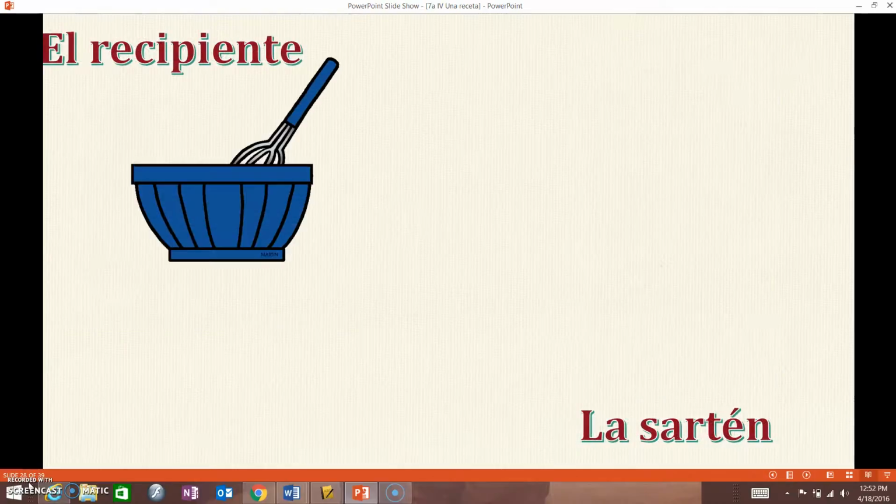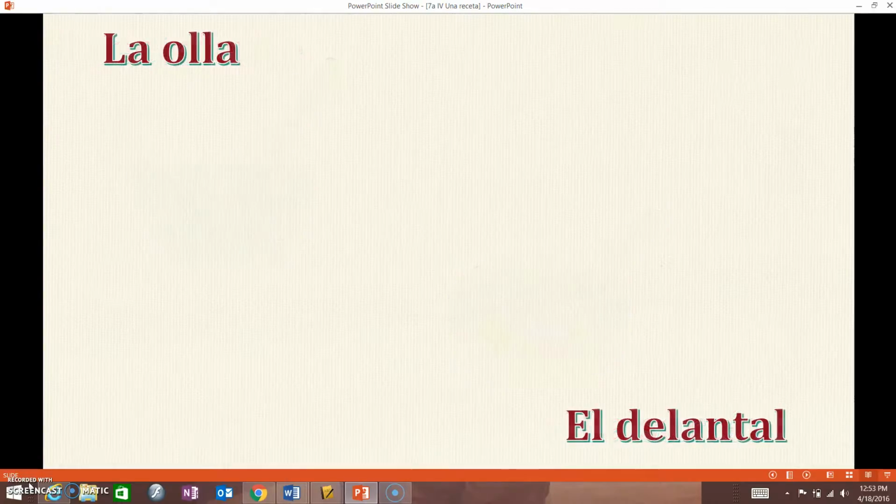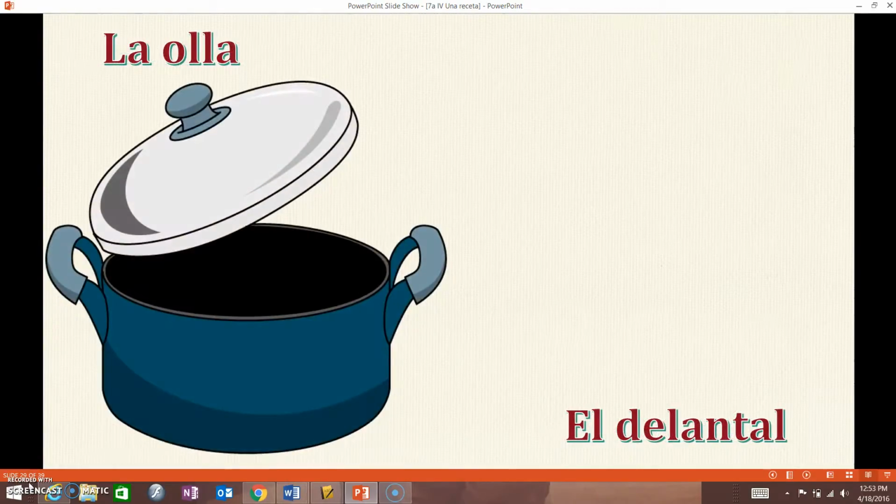El recipiente y la sartén. La sartén es la cosa que se usa para cocinar encima de la estufa. It's like a pan that you would use on top of the stove to cook, to fry, para sofreír o freír. La olla es una cosa que se usa para hervir el agua. La olla, a pot, so you might use a pot to boil water or a pot to cook something. So la olla, a pot.